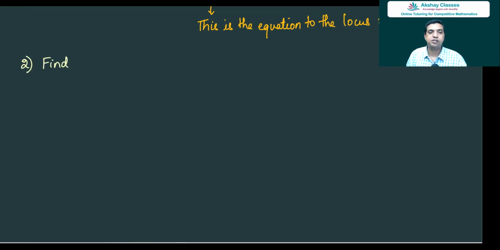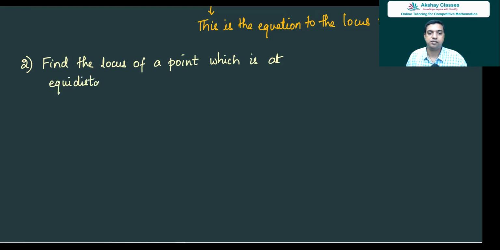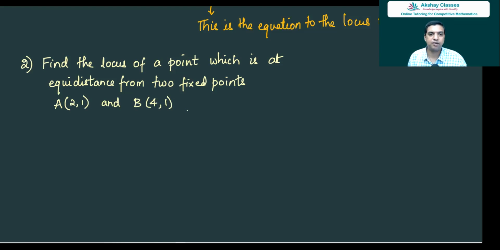Find the locus of a point which is equidistant from two fixed points, A (2, 1) and B (4, 1). So this is the question.